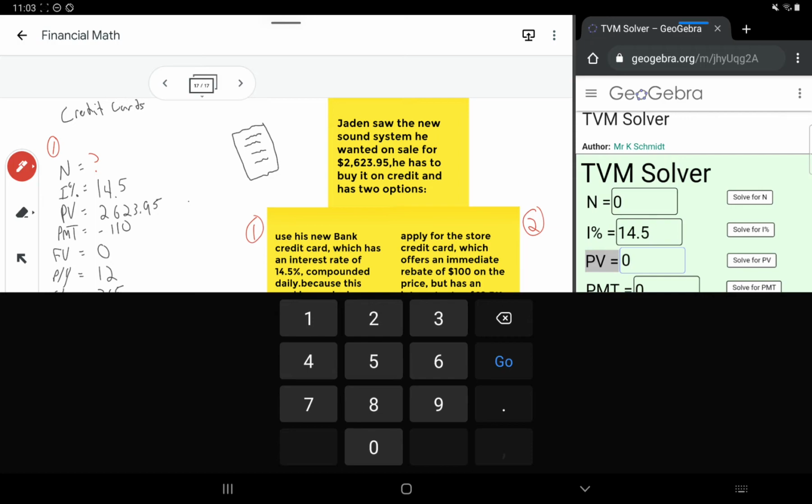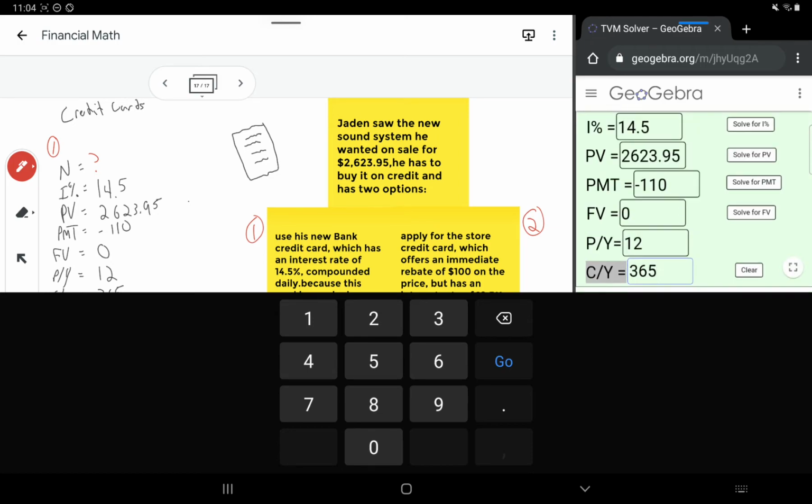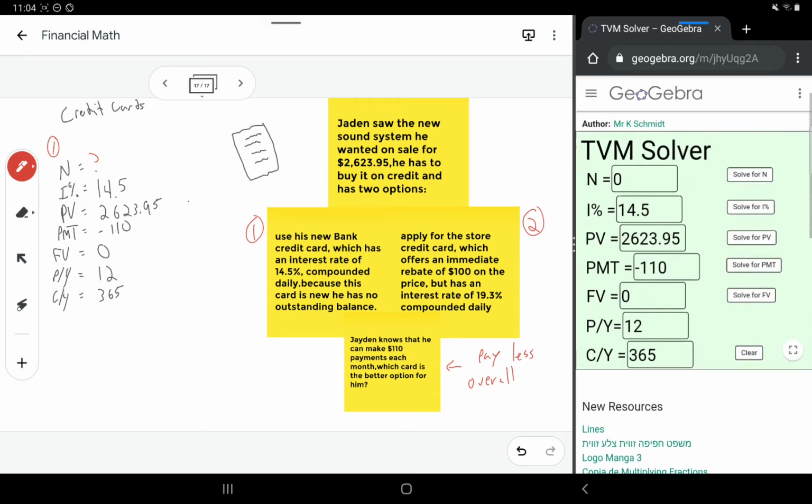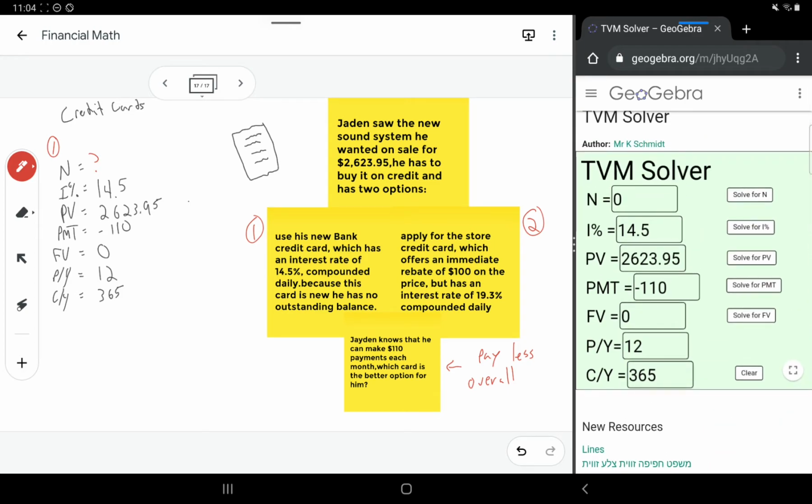I'm just going to enter this information, just one moment. Okay, all the information's in there. So once we got all that information in, all we have to do is hit the solve for N button right there. So we click, and we get 28.34.